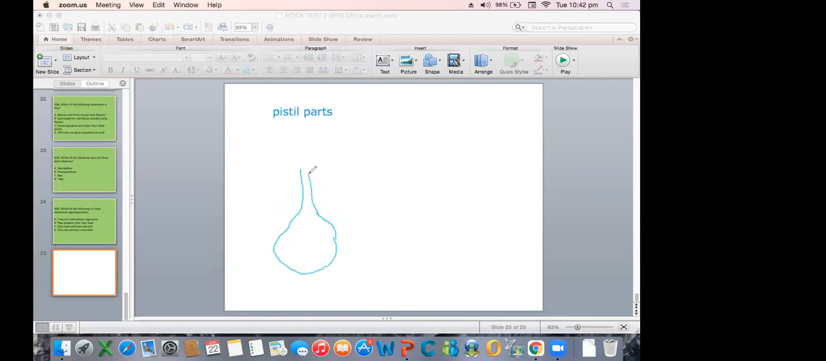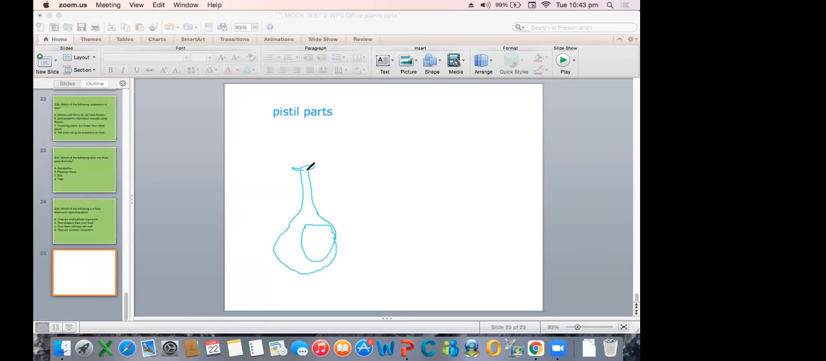Yeah, this will be the style. And on the style, there will be an expanded portion which is called the stigma. So this one is the stigma, and this one is the style through which the pollen tube will enter, and the lower portion is called the ovary. Inside the ovary, there will be the embryo sac, the ovule situated in between. This ovule, after fertilization, develops into the seed, and the entire ovary will develop into the fruit.